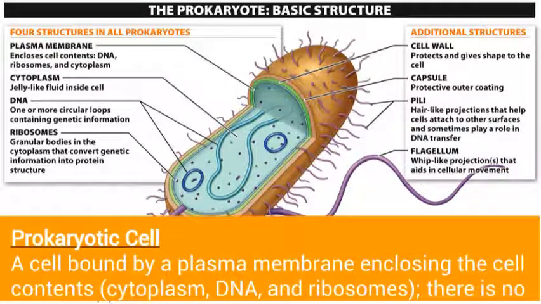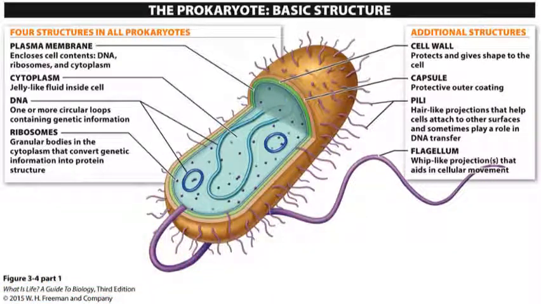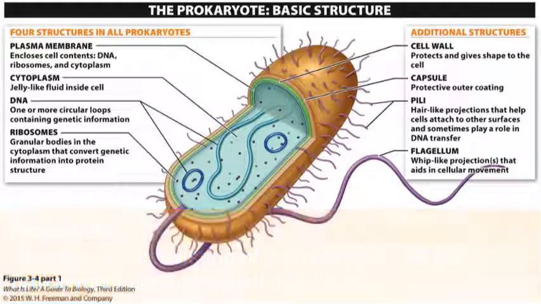A prokaryotic cell doesn't have a nucleus. Its DNA simply resides in the cytoplasm. An organism consisting of a prokaryotic cell is called a prokaryote. All prokaryotes are one-celled organisms, and they're invisible to the naked eye, so you would need a microscope in order to see them. So there are just two groups of prokaryotes that exist.